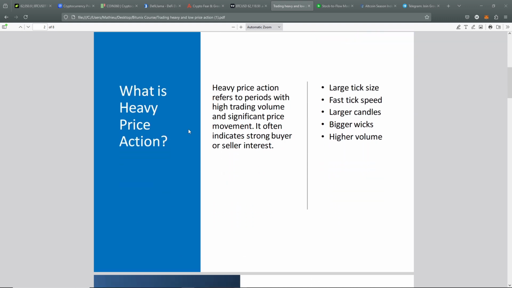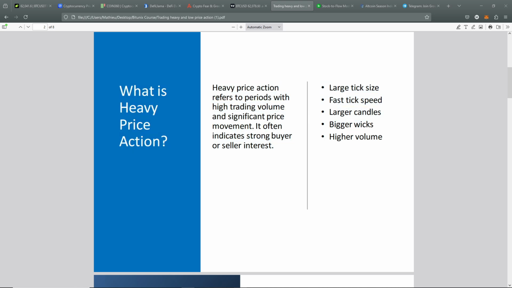Now let's talk first about heavy price action. What is it? So heavy price action refers to periods with high trading volume and significant price movement. It often indicates strong buyer or seller interest or possible volatility. Okay, what are some of the ways to spot heavy price action? Large tick sizes on the order book, fast tick speed, larger candles, bigger wicks, higher volume.